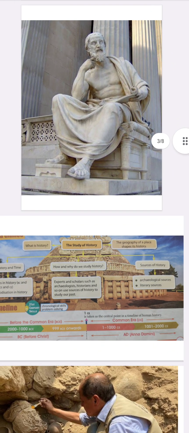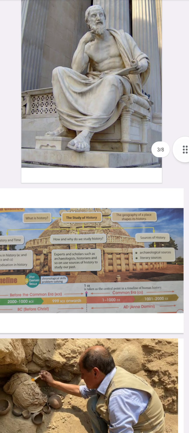Now, we study the study of history and what is history. There are many points we are discussing in this chapter: the geography of a place shapes history and time, why do we study history, and sources of history.